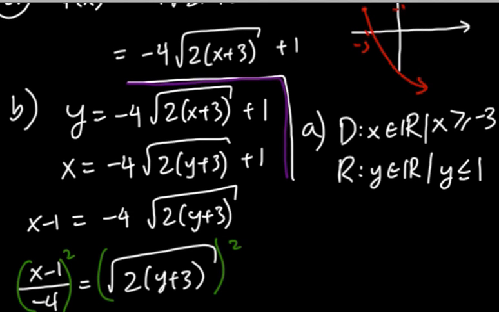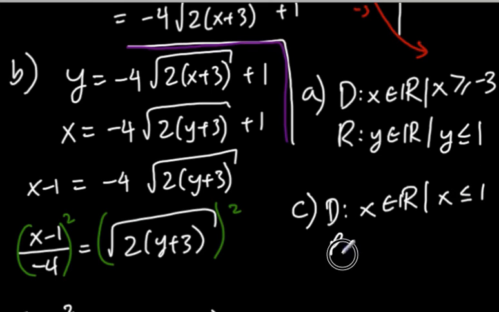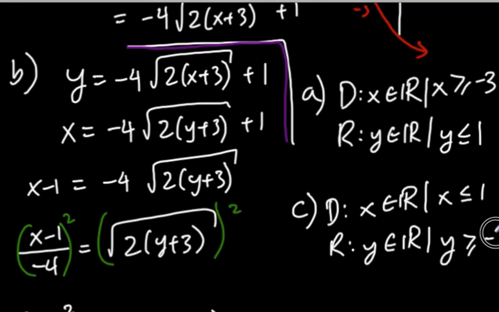Here, let's go to part C. Part C is find the domain and range of the inverse function. So the domain of the inverse function is the range of the original function. So x is element of reals, and x is going to be less than or equal to 1. And the range of the inverse is equivalent to the domain of the function. So since this is x is greater than or equal to -3, it's going to be y is greater than or equal to -3.